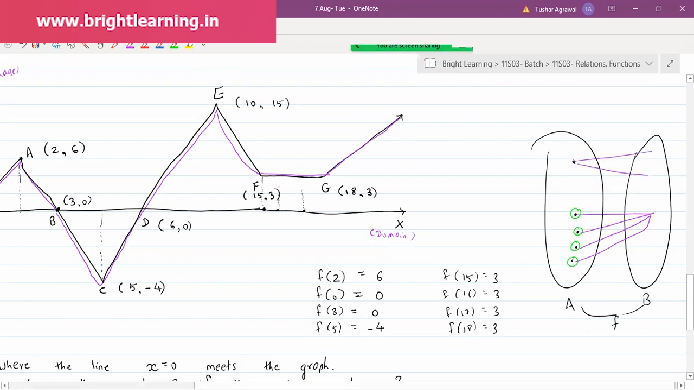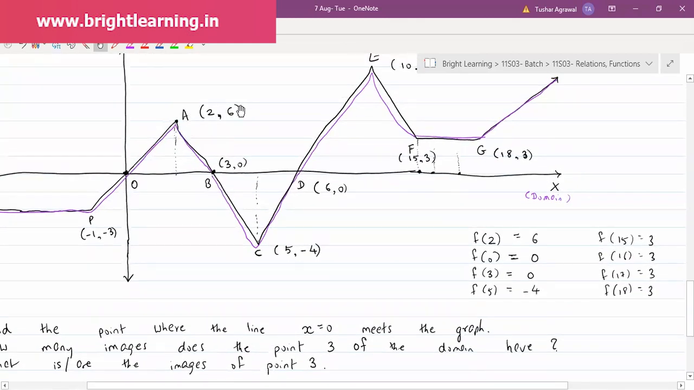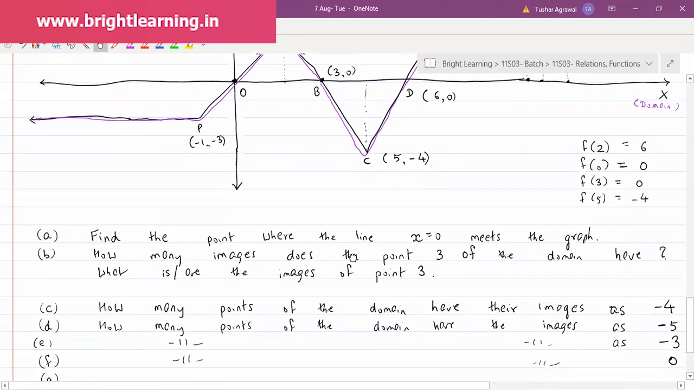So a single point on the x-axis, you can call this x-axis, and you can call this set on the y-axis. A single x coordinate corresponding to 2 y coordinates will be problematic. So as of now, these coordinates 2, 6, 3, 0, what is the interpretation of these in terms of images? Image of 2 is 6, image of 0 is 0, image of 3 is 0, image of 5 is -4, and so on. So now coming to answering our questions, check whether you got it right or not.